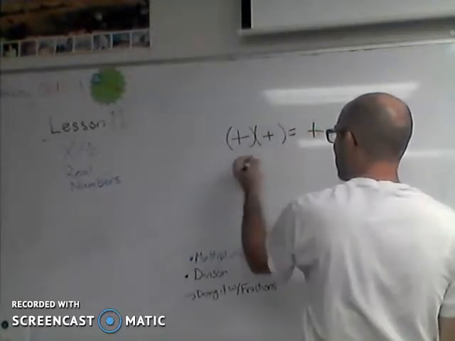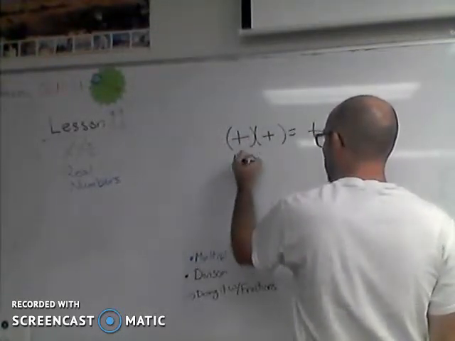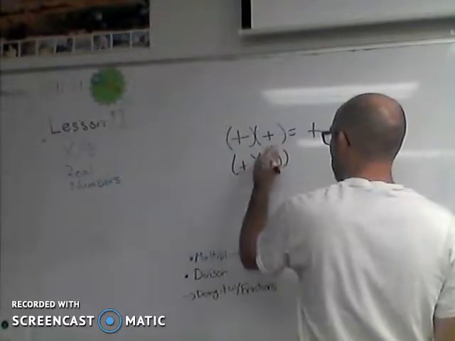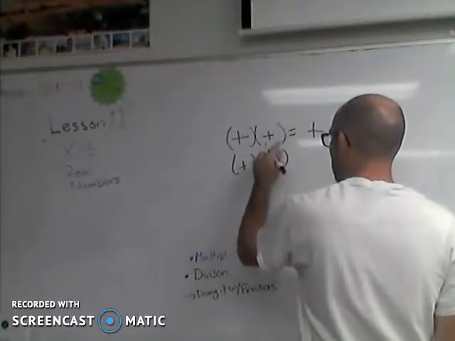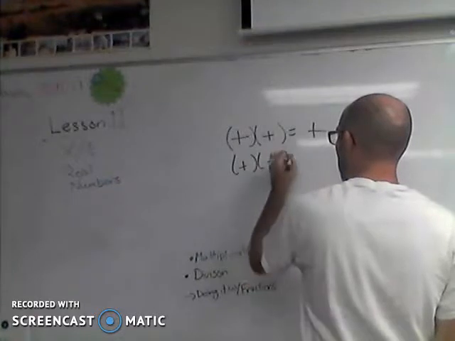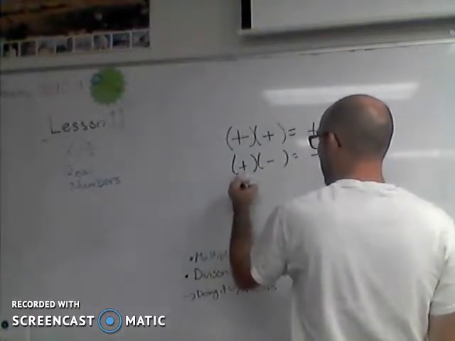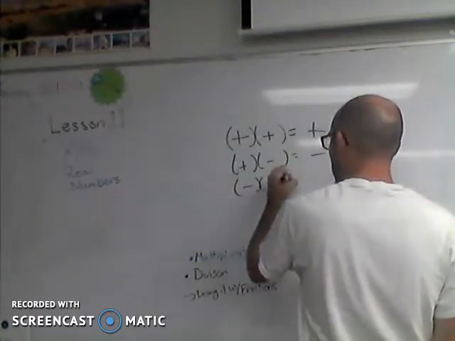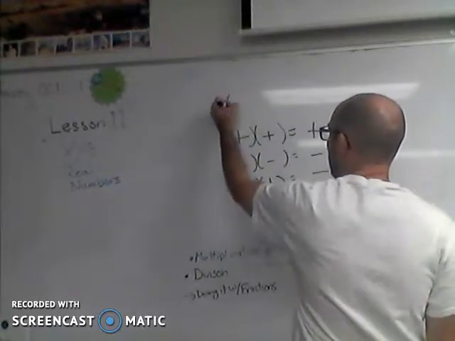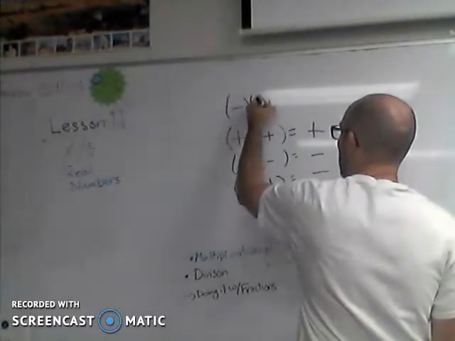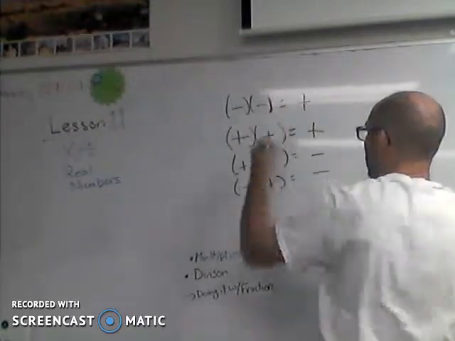Positive times a positive is a positive. A positive times a negative. Oops, that's sloppy. Times a negative is a negative. A negative times a positive is a negative. And then the other one up here, negative times negative equals positive.